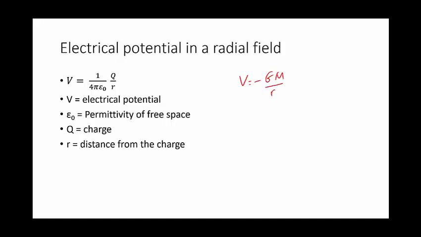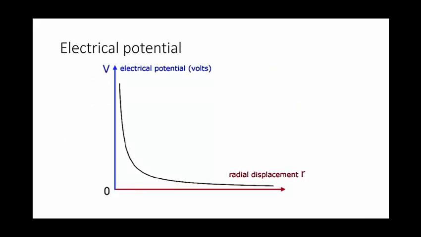Okay, so if we compare that to our gravitational potential, you'll note that there is a minus sign in the gravitational potential equation that is not there in the electrical potential equation, and that's because gravity is always attractive. In the electric potential equation, we're always looking at the potential if we're moving a positive charge. So if we've got a negative charge, it's attractive, and we take the negative from the Q.